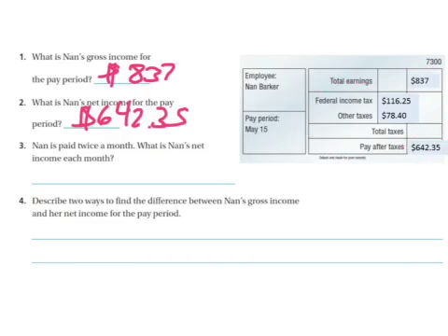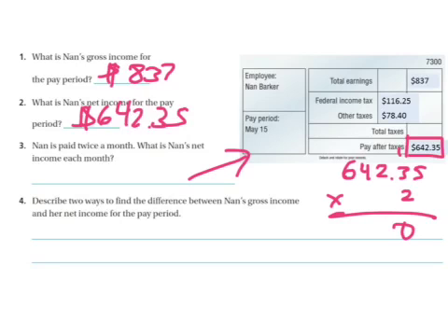And number 3 says, Nan is paid twice a month. So she gets this paycheck 2 times in every month. What's Nan's net income for each month? Well, this is her net income for half a month. So to get the net income for the whole month, I can just either add this to itself, or I can just multiply it by 2, because she gets 2 paychecks per month. This is just one of them, so I'm going to multiply that by 2.